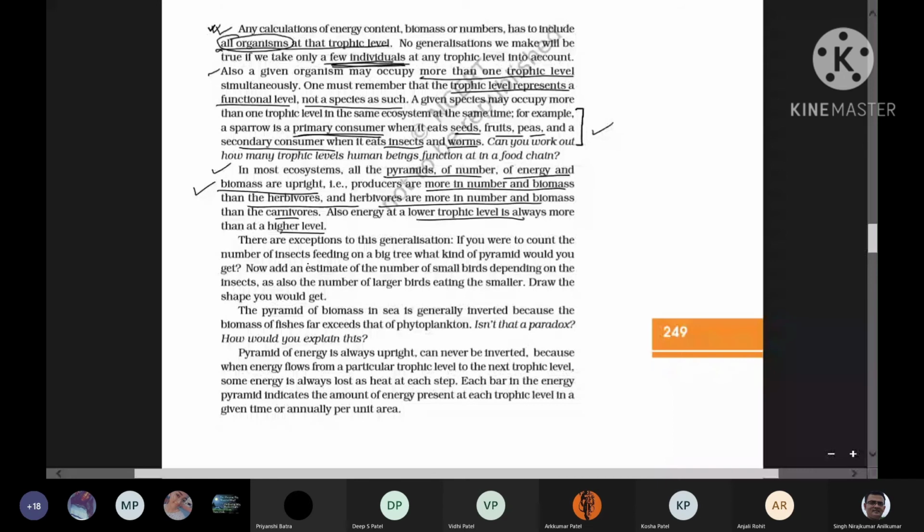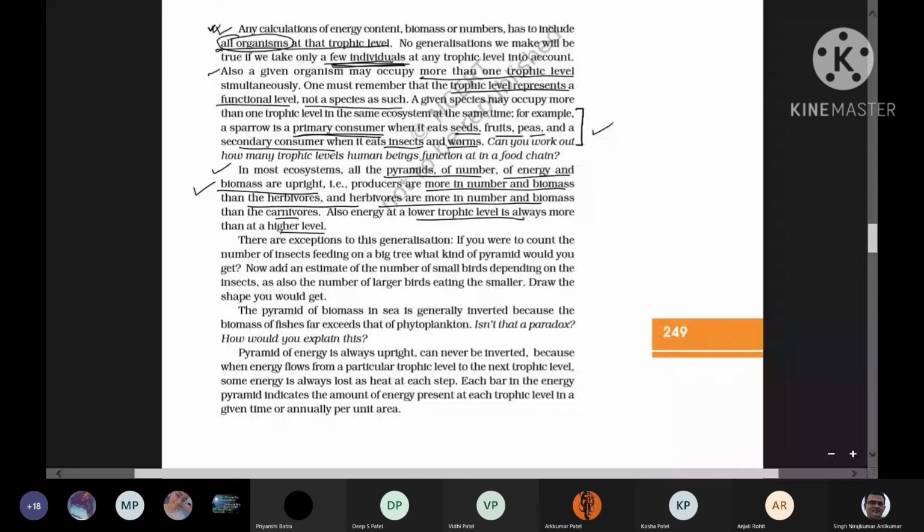And if you estimate the number of small birds depending upon the insects, as also the number of large birds eating the smaller ones, and if you draw the graph, then it will be inverted again. So this is the pyramid of number actually. If you calculate the number of the birds and the insects on a big tree, that would be inverted also. So that's what they're writing.